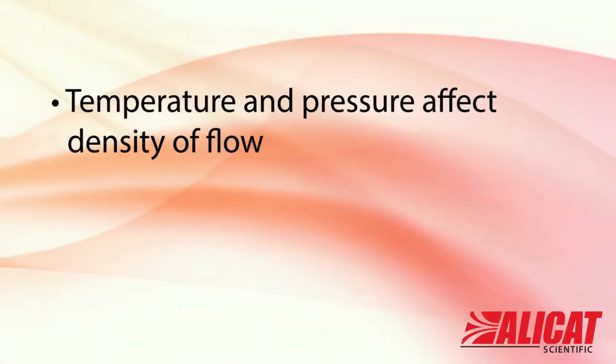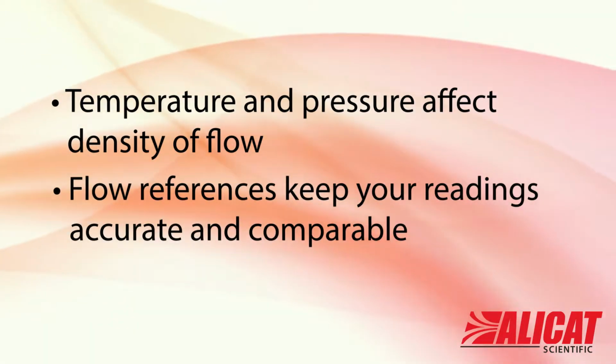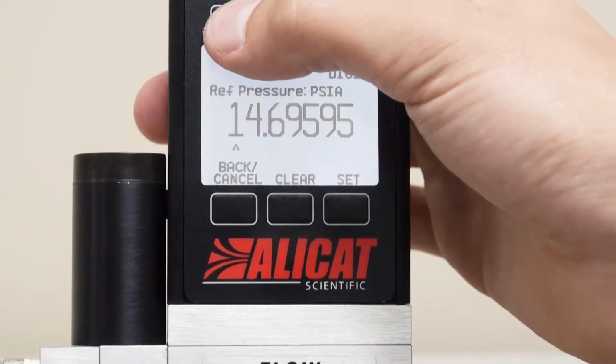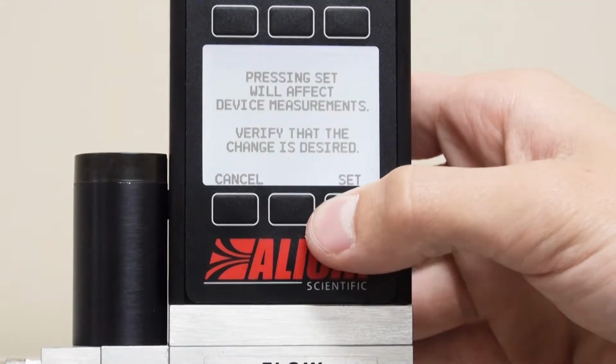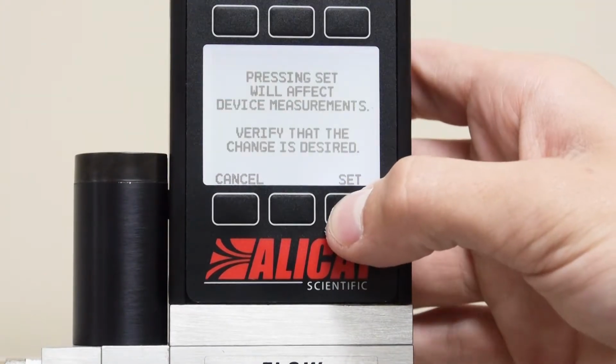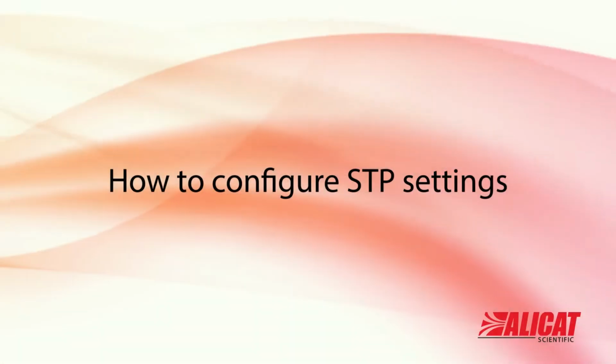Temperature and pressure affect the density of flow, so it's important to have standardized flow references to keep your readings accurate and comparable. Being able to change the standardized flow references gives you the ability to measure flow accurately in many different environments and systems, and to match your Alicat to other instruments without a factory service. It's this easy.